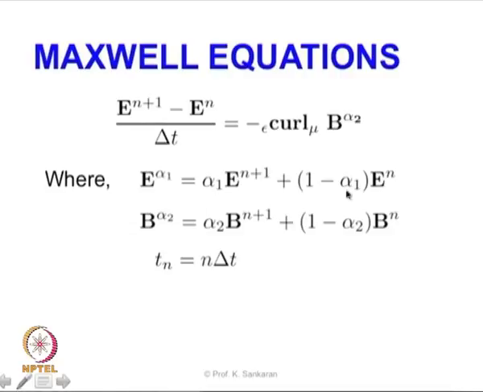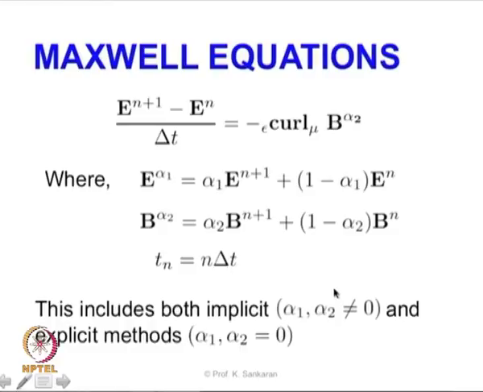So it is going to be some kind of a weighted averaging, and the weighting is going to be defined by alpha 1 in this case. For the second equation, it will be defined by alpha 2, and again there is going to be a weighting. Some amount of the time step n plus 1 and some amount of the time step n is going to be added in order to get the value of E alpha 1, and as you can see, the Tn is going to be the nth time step, where delta t is going to be the time discretization.